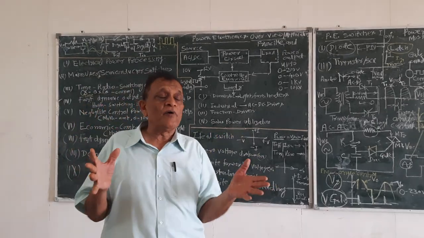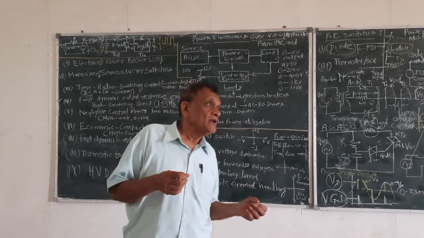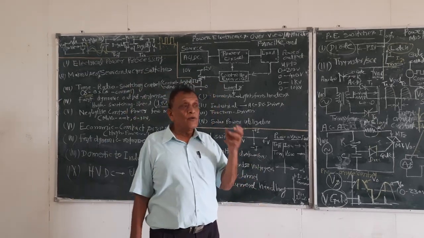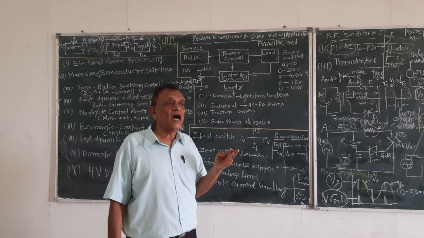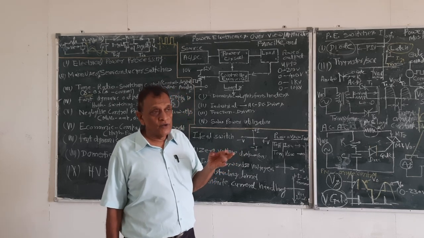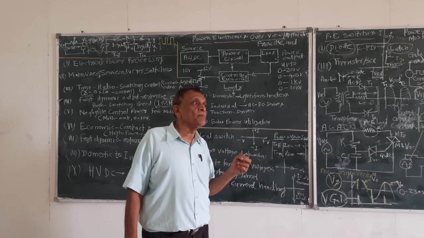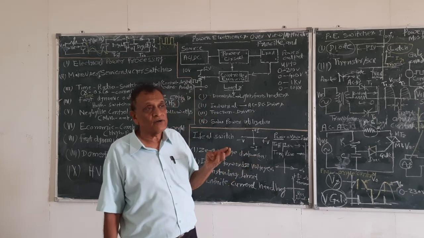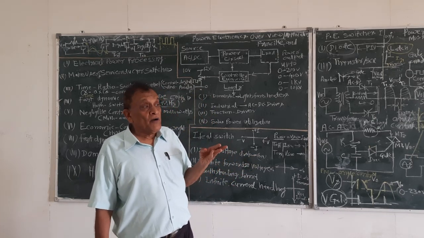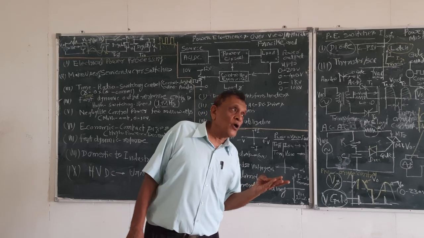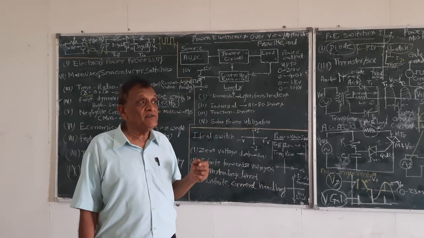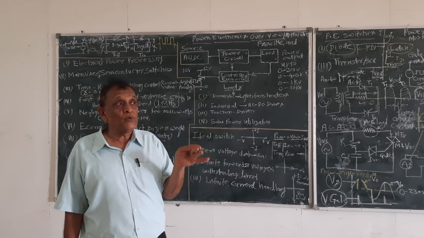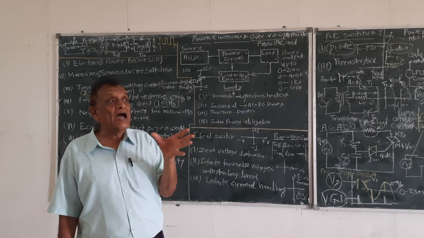The different types of power semiconductor switches are: power diodes, thyristors, triacs, power MOSFETs, IGBTs, and GTO. The full form of GTO is gate turn off thyristor. Power MOSFET is power metal oxide semiconductor field effect transistor. IGBT is insulated gate bipolar transistor, so it is known as IGBT.